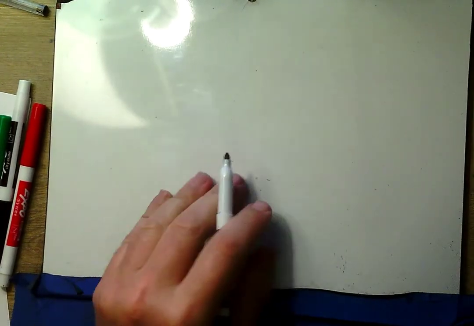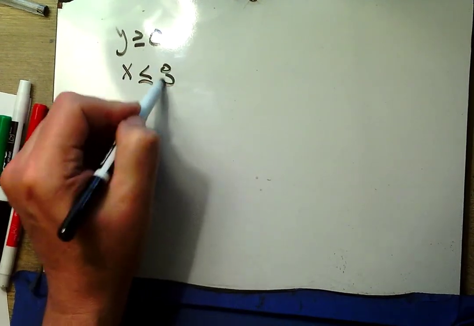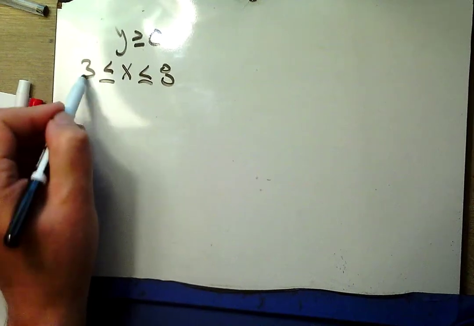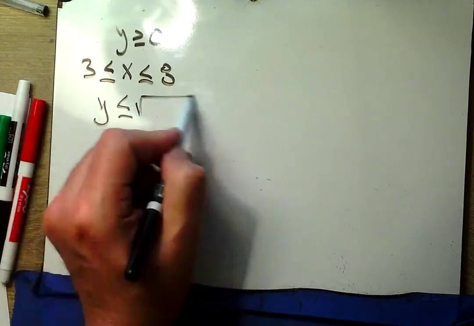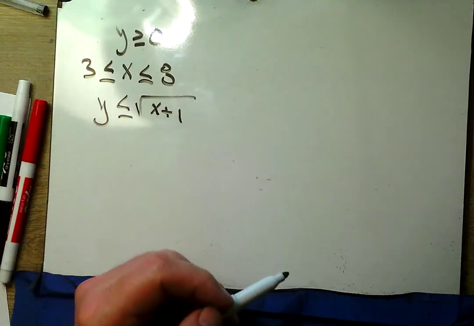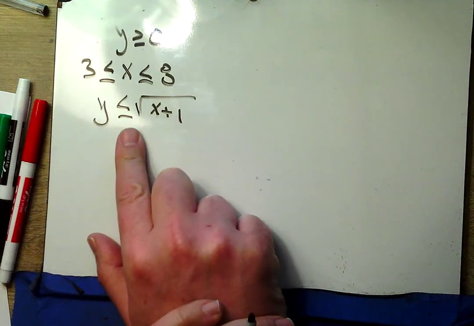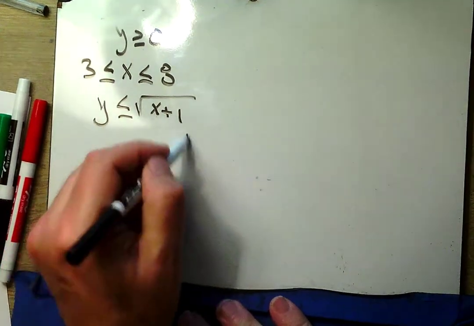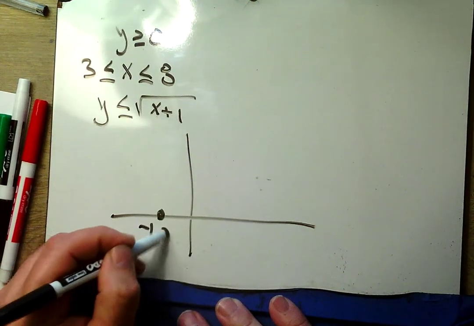Okay, what can you do with this one? y is greater than or equal to 0, x is between negative 3 and 8, and y is less than or equal to the square root of x plus 1. And curiously, this isn't usually the problem that people have difficulty with. They know their transformations. They know this was shifted 1 to the left.